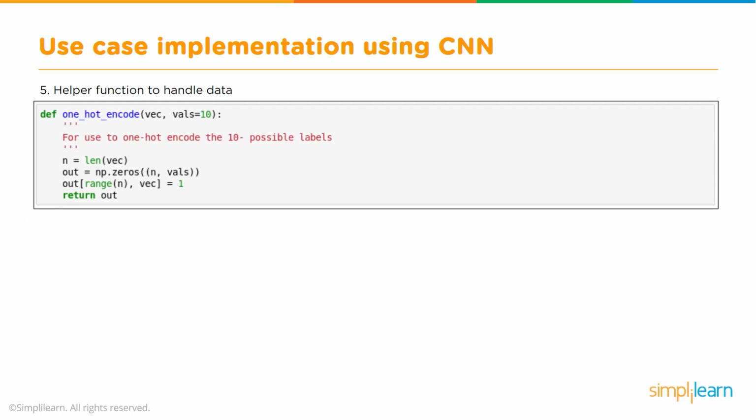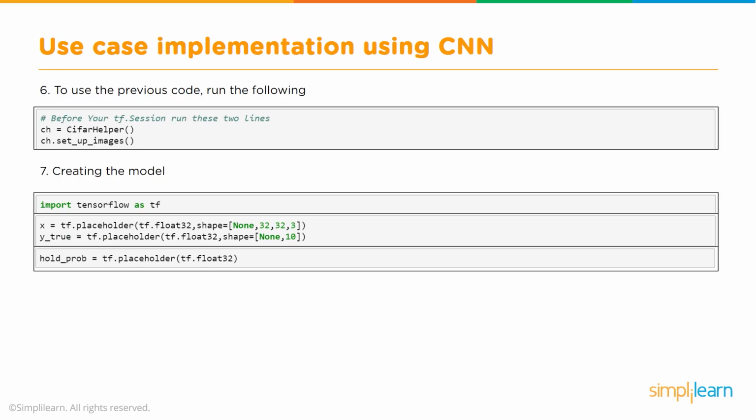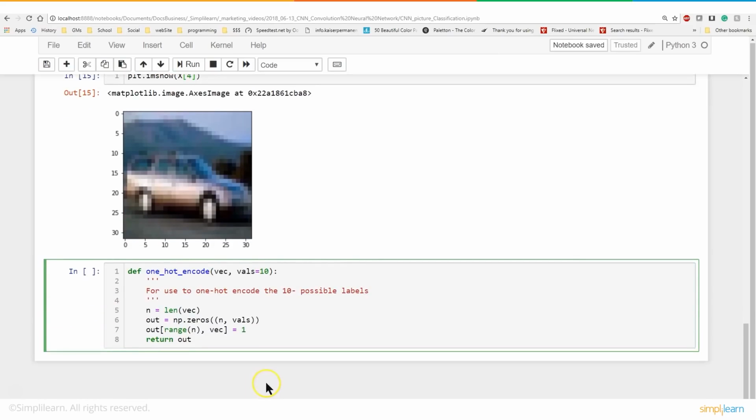We'll start with a one-hot encoder to help us when we're processing the data. Remember that your labels can't just be words. They have to be switched, and we use the one-hot encoder to do that. And then we'll also create a class CIFAR helper, so it's going to have an init and a setup for the images. And then finally we'll go ahead and run that code so you can see what that looks like. And then we get into the fun part where we're actually going to start creating our model, our actual neural network model.